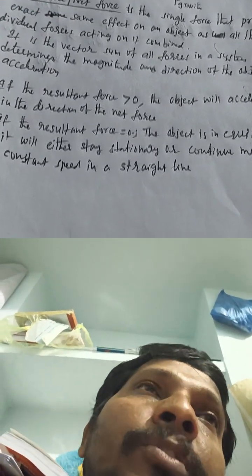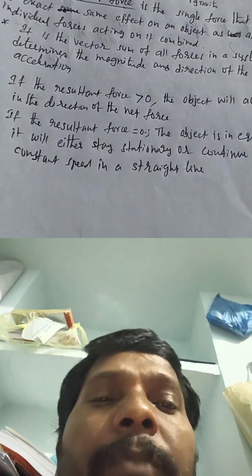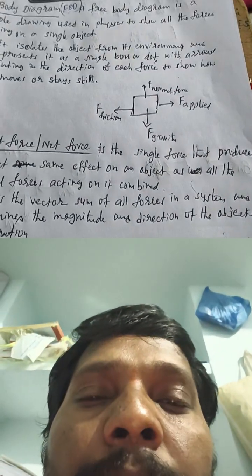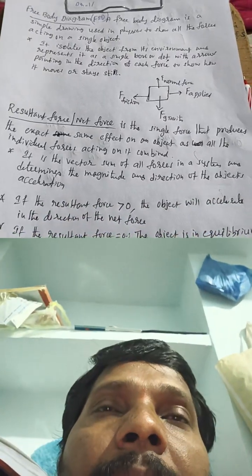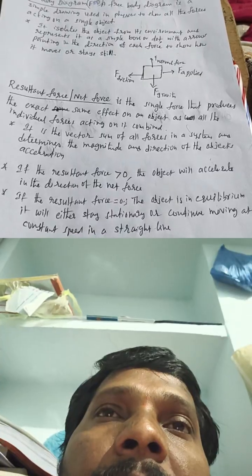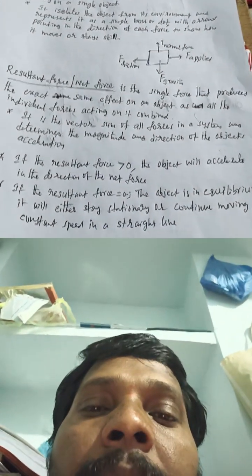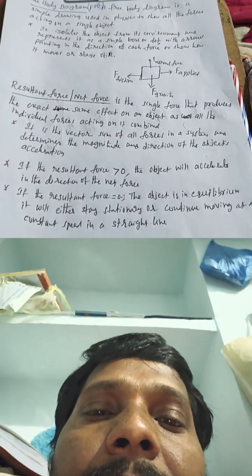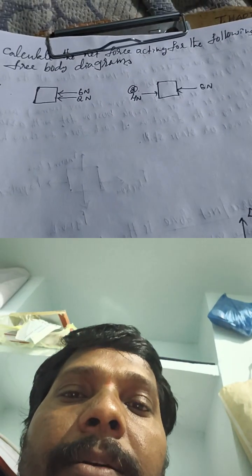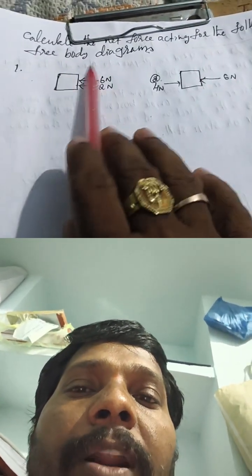If it is in uniform motion, it moves with uniform motion. So these are the two terms very important for calculating the resultant force or net force acting on the body. Now let us calculate the net force acting for the following free body diagrams.